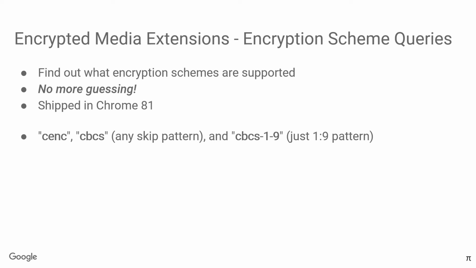With encryption scheme queries, you can stop guessing and just ask. The spec currently includes three enum values: CENC, CBCS, which implies any skip pattern must be supported, and CBCS-1-9, which only means the common 1 to 9 pattern supported by all the older iOS devices. Now, new APIs are great, but unfortunately, you're only going to get them when devices get updates. And you know your devices do not get updates.